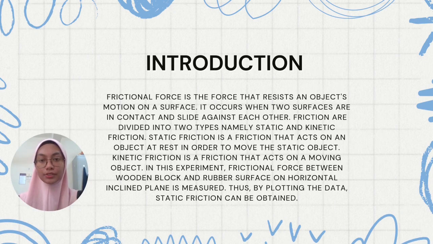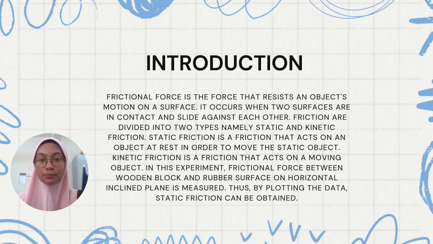Next, let me introduce this experiment. Frictional force is the force that resists an object's motion on a surface, and it occurs when two surfaces are in contact and slide against each other. Friction is mainly divided into two types, static and kinetic friction. Static friction is friction that acts on an object at rest to resist it being moved. Kinetic friction, on the other hand, is the friction that acts on a moving object.